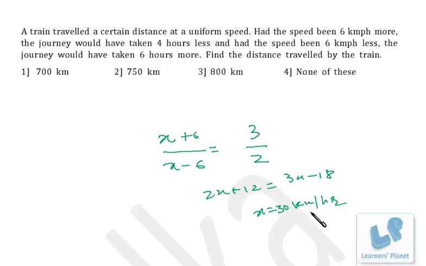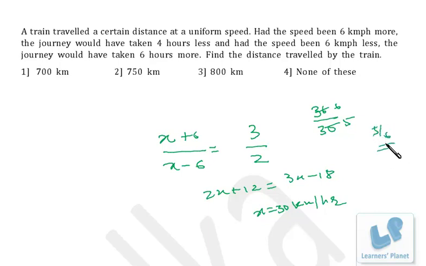Now when x is 30 km per hour, after that he's increasing speed by 6 km per hour. That means the new speed will be 30 plus 6, 36, right? So this is the new speed, this is the old speed. So it's 6 by 5. So if the speed ratio is 6 by 5, then the timing ratio will be 5 by 6.